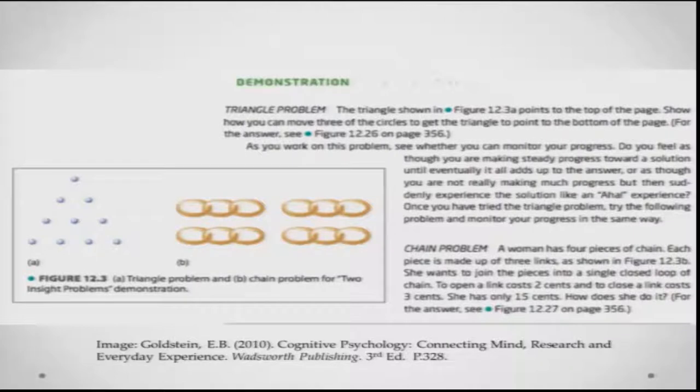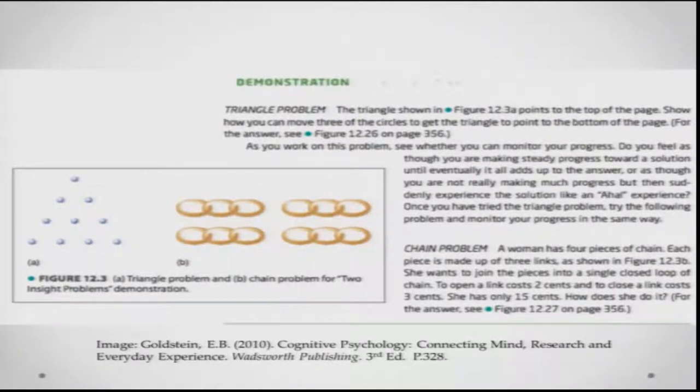You can see in figure A there is a triangle problem, and the triangle problem basically says that in the fewest steps possible, show how you can move three of the circles to get the triangle to point to the bottom of the page. You can look at the triangle, it is pointing towards the top of the page. You just have the choice of moving three of the circles that constitute the triangle, and you move those three circles in such a way that the triangle starts pointing to the bottom. That is one. The other problem is the chain problem.